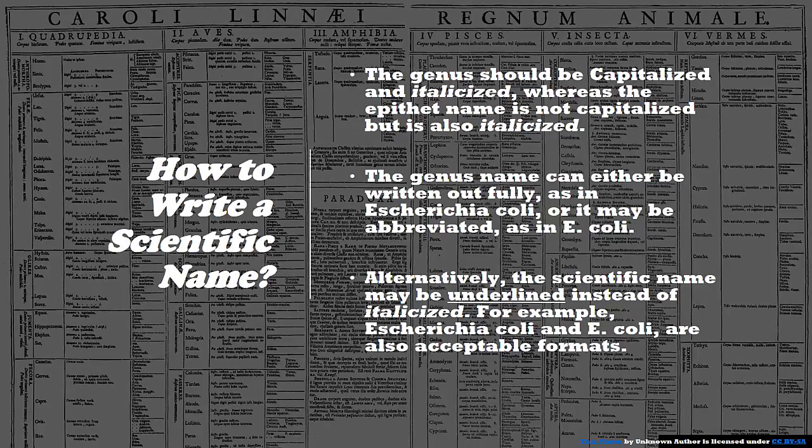One last word on scientific names: how to write a scientific name. The genus should always be capitalized and italicized, whereas the epithet is not capitalized but is italicized. The genus name can either be written out fully, as in Escherichia coli, or it may be abbreviated as E. coli. Alternatively, the scientific name may be underlined instead of italicized.